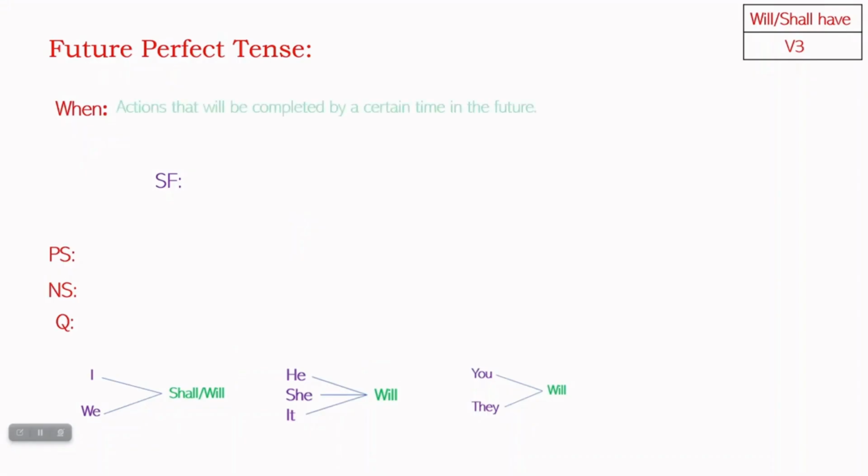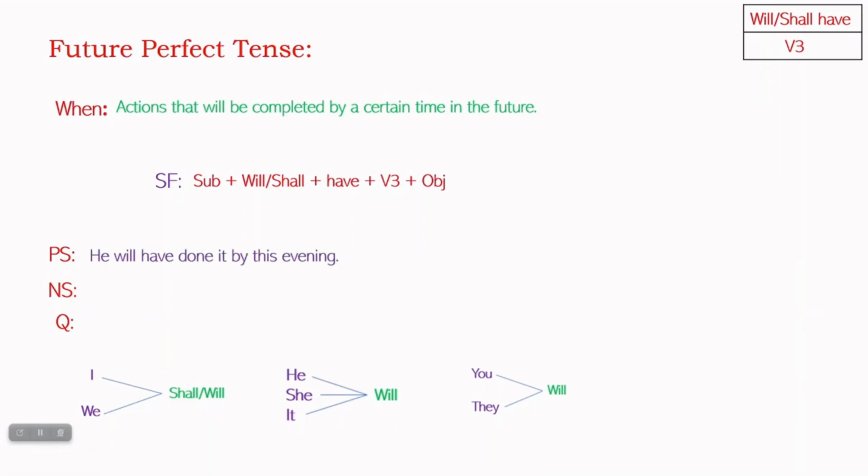Future perfect tense. We use future perfect tense when talking about actions that will be completed by a certain time in the future. Sentence formation: subject plus will or shall plus have plus V3 plus object. Sentence: he will have done it by this evening. He will have completed his action at a time point in the future.